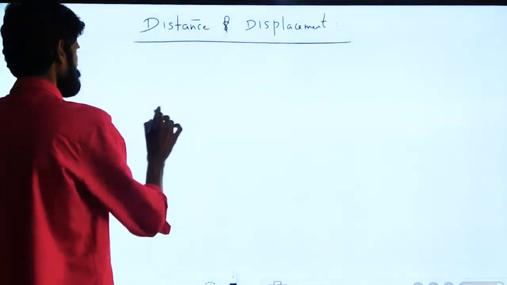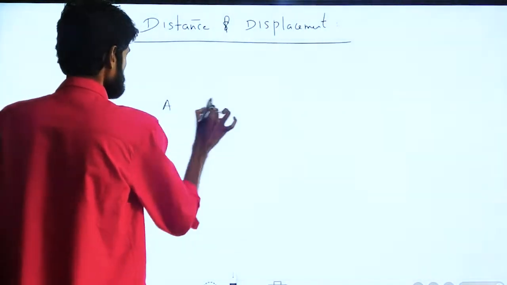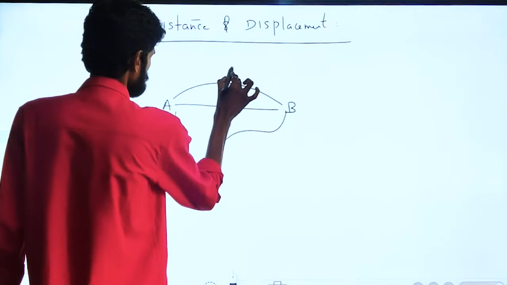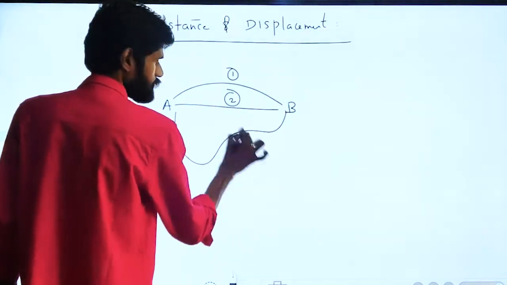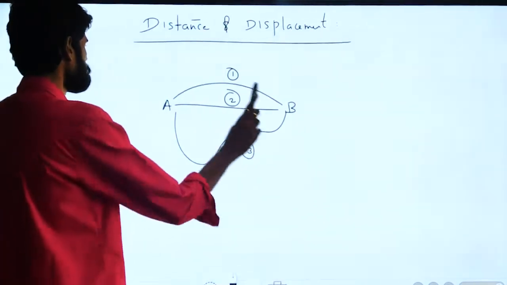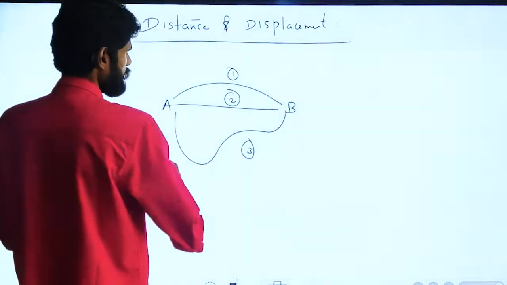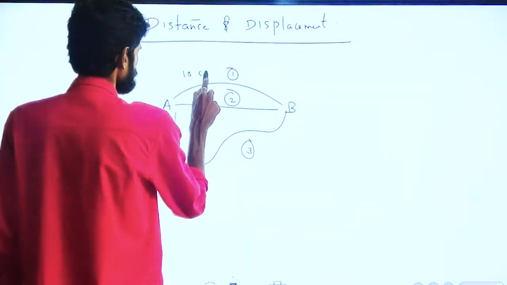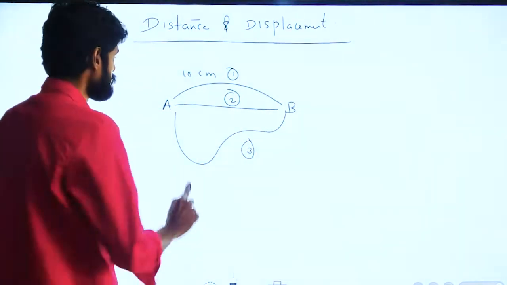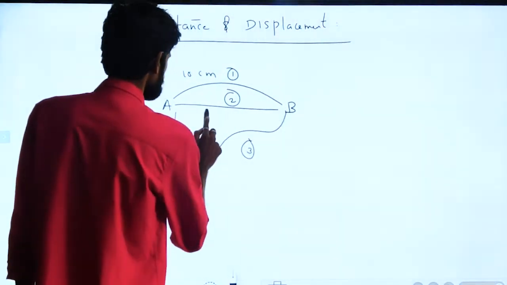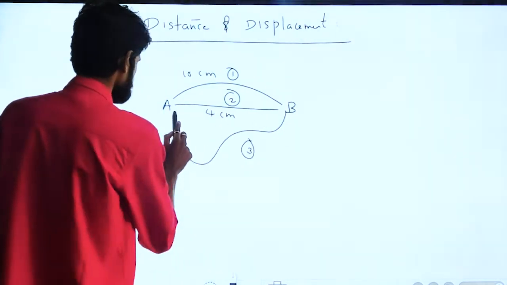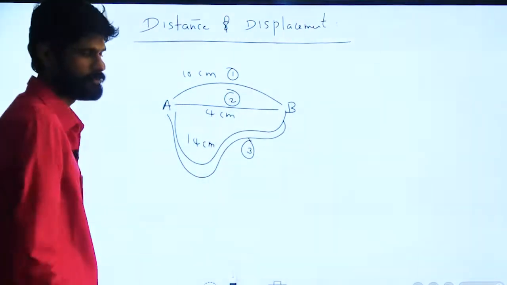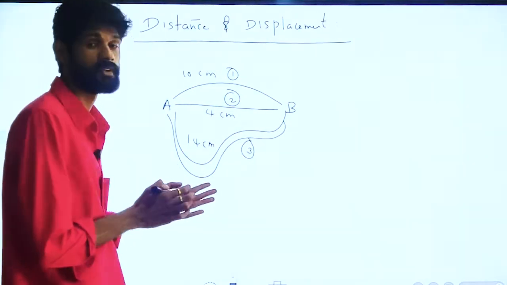From this example, suppose an object moves from A to B through different paths. This is path 1, path 2 and path 3. To measure the length of the actual path, we use a measuring scale. Suppose this is 10 centimeter, so the 10 centimeter is the distance. Suppose we consider this path from A to B, this is 4 centimeter, that is the distance. Suppose you measure the length of this path, it is 14 centimeter, that's the distance. So here 10 centimeter, 4 centimeter and 14 centimeter are the distances.